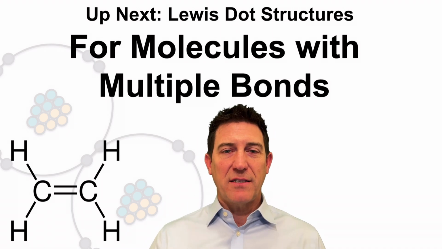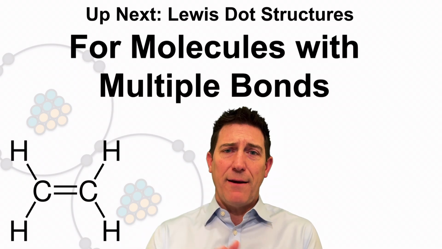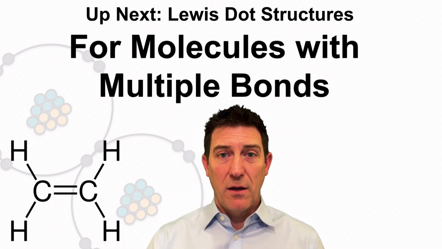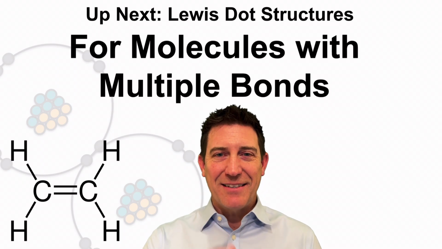And when you're ready for the next step, watch the next video, which is where we're going to deal with, wow, what if we end up with something that needs to have a double bond or something that needs to have a triple bond? What do we do? We'll find out in the next video. Stick with me and keep on learning.